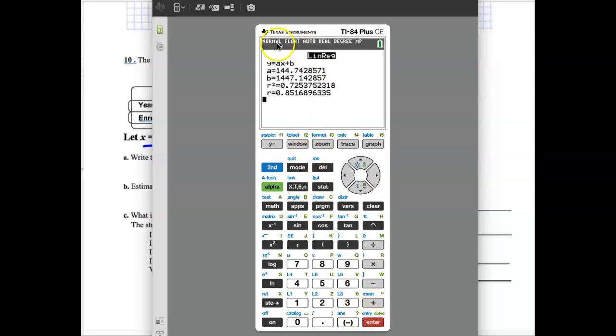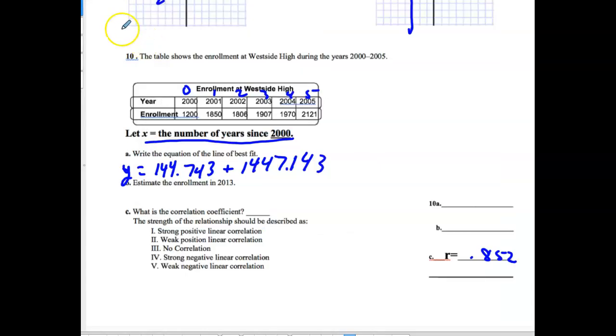And then you're going to write this information down right here. Notice the R value. We're going to go to the thousandths place, which is 3 decimals. So that'd be 0.852. I wrote down the equation here with the A they gave me and the B. I didn't put the X, so remember, it's y equals ax plus b. So the a is basically your slope.